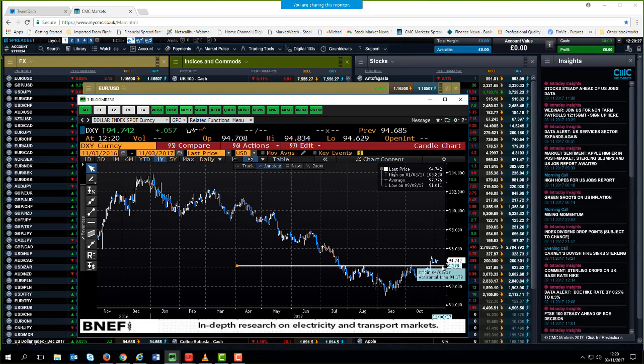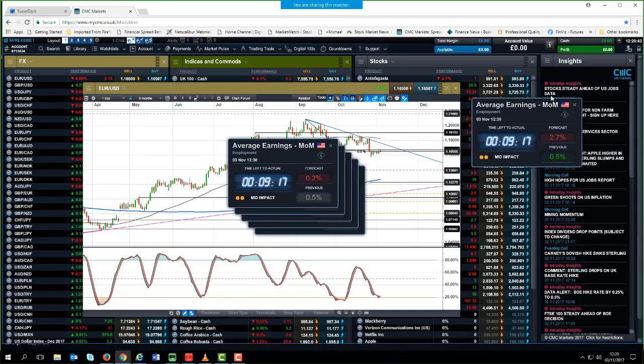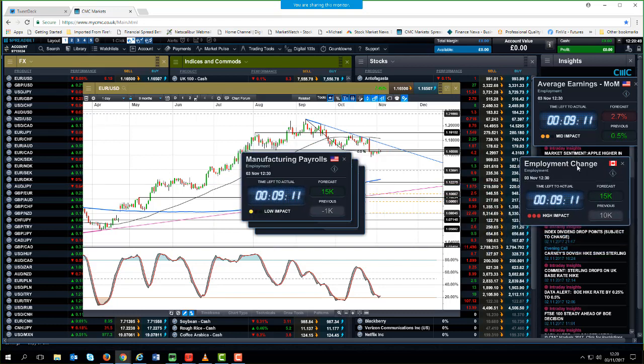And ultimately, I think what that will mean is we will continue to see a continued move higher in the US dollar. And as such, I still expect to see euro dollar head back down towards 112.